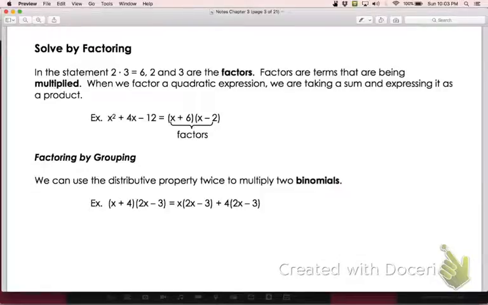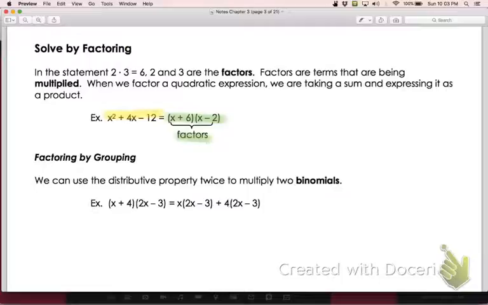When we factor, we're taking a sum and rewriting it to express it as a product. For example, this first thing I've got here, x squared plus 4x minus 12, is a sum. I'm adding three different terms together. But when I change it to multiplication, now I've got two factors, representing that same expression as a product of x plus 6 and x minus 2. So that's our goal, to be able to get things factored.